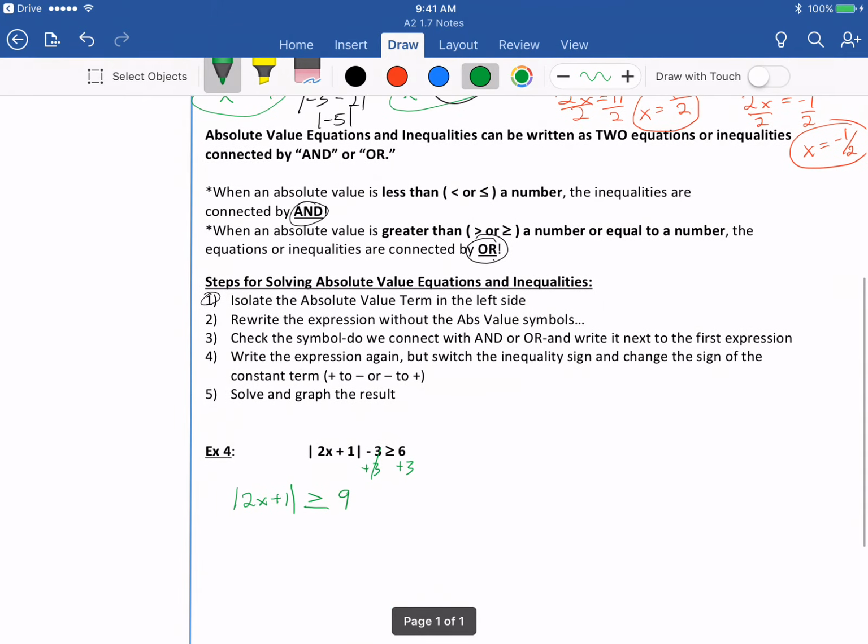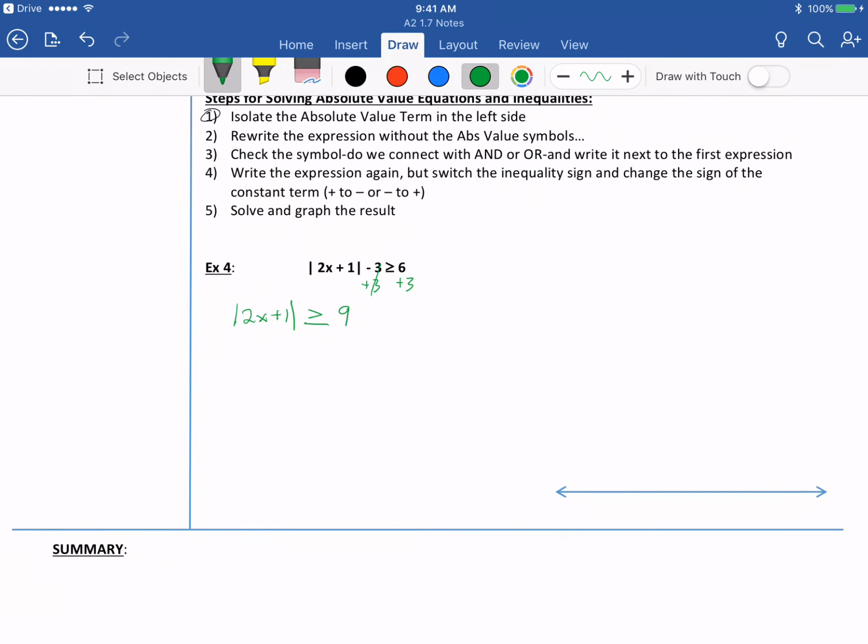All right, and then here's the part that gets people mixed up. I break this apart again into 2x plus 1 is greater than or equal to positive 9. And then next, I have 2x plus 1 is less than or equal to negative 9. So I want you all to write this down with me.